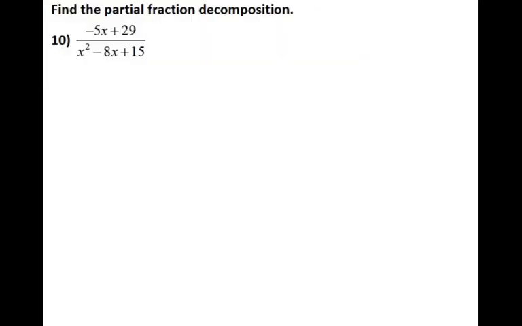All right, partial fraction decomposition. So the first thing I want to do is factor my denominator. Two numbers that multiply to 15 and add to -8 are -5 and -3. So x minus 5, x minus 3. And I'm going to set up two fractions. I'm going to have A over x minus 5 plus B over x minus 3.